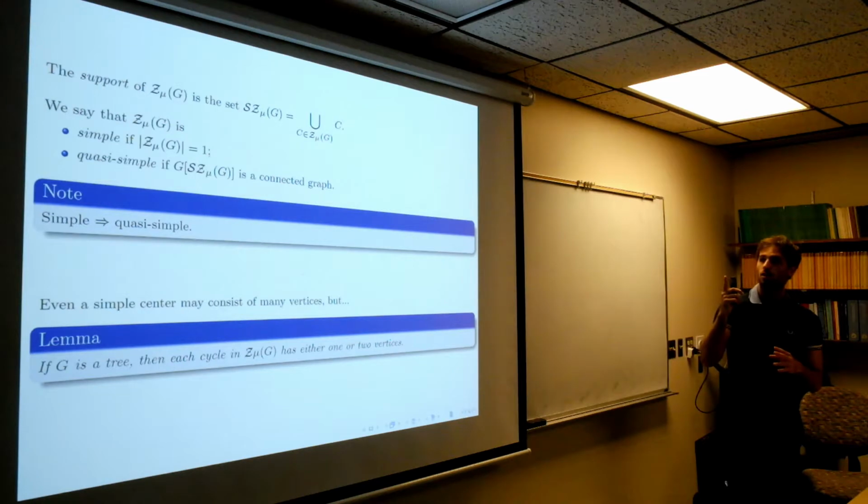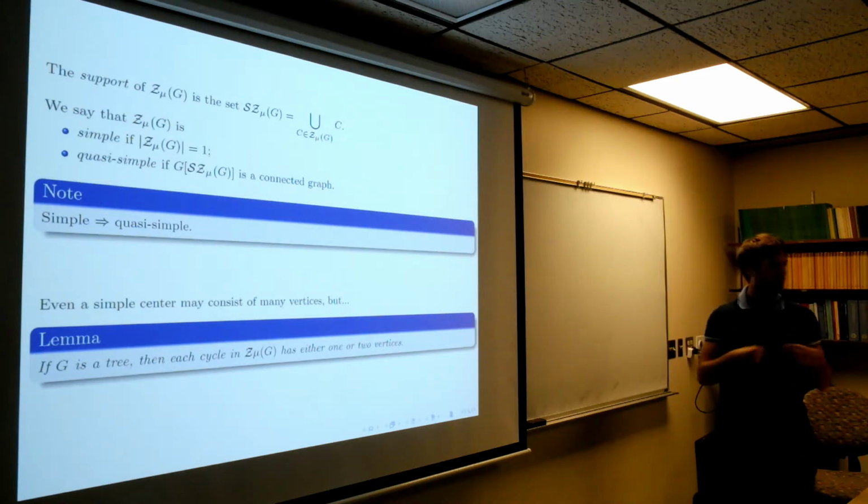Okay, so well, even a simple center actually may consist of many vertices, right? Because if the cycle is very big, then we may end up with a very large center. But in case G is a tree, of course, a tree doesn't have cycles, so it means that the directed version of the tree has just cycles of length two. This means that any cycle in the center of a tree has either one or two vertices. And so we see that whenever we have a tree and whenever the center is simple, its cycle has either one or two vertices. And we can recognize this to be true for the characteristic set.